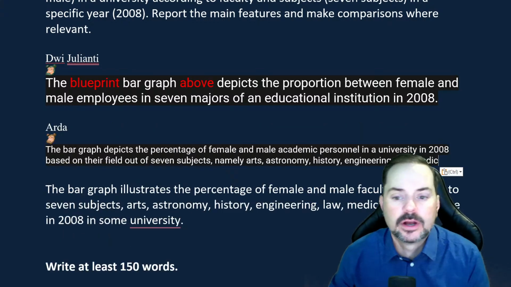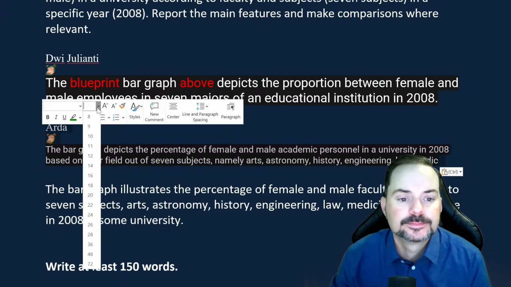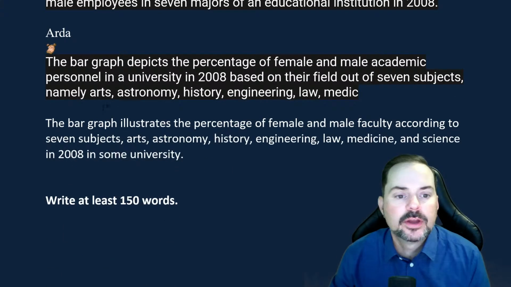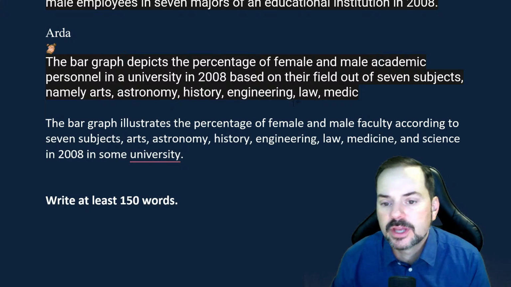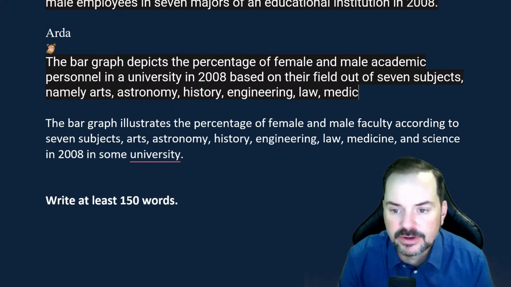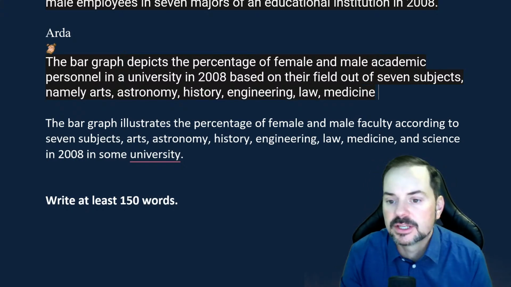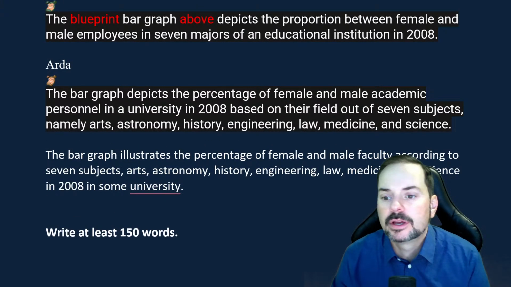Let's see what Arda wrote. Okay, Arda writes, "The bar graph depicts the percentage of female and male academic personnel in a university in 2008 based on their field out of 7 subjects, namely arts, astronomy, history, engineering, law, medicine." Yes, I see the rest of it, Arda. You ran out of space. Medicine and science. Okay, good. Yeah, that looks good. All right, that's a good introduction.